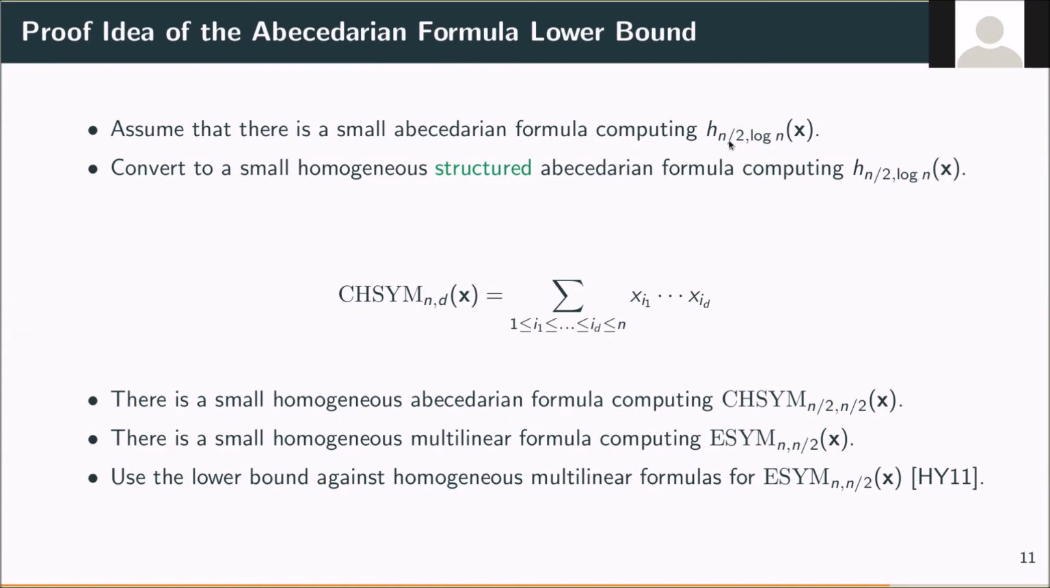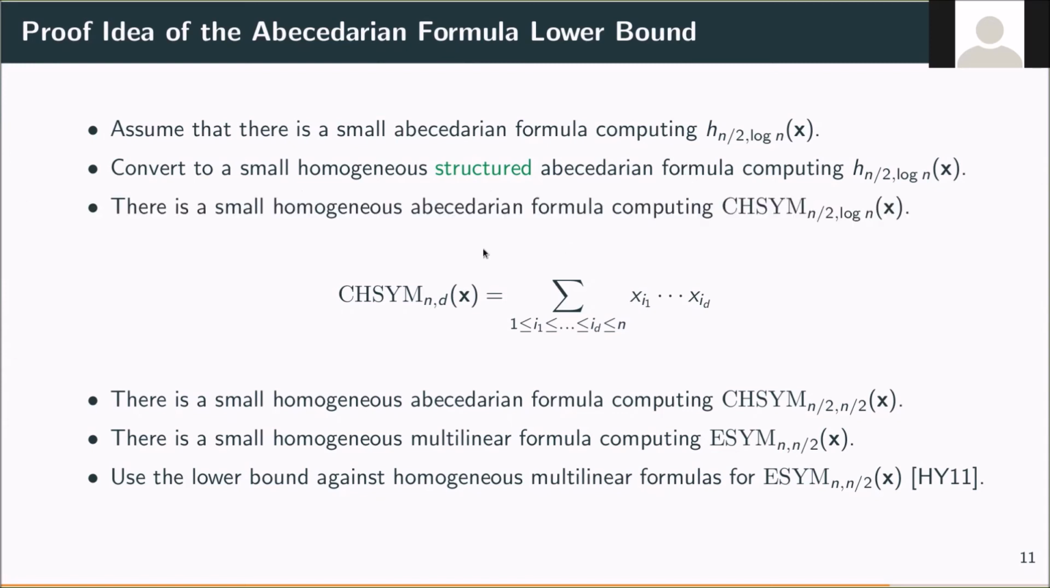the fact that the polynomial we are considering has low degree, has log n degree, is extremely crucial to make these structural changes. And the other thing we need is a simple observation that CH-sim of degree log n actually does have a small homogeneous ABCD formula. This follows from the fact that the formula we get for CH-sim using the standard interpolation trick is actually ABCD, and then we use the fact that formulas can be homogenized efficiently if the degree of the polynomial is low.